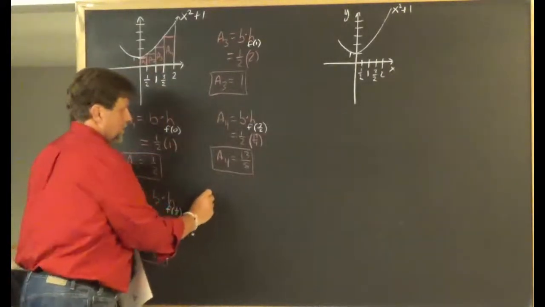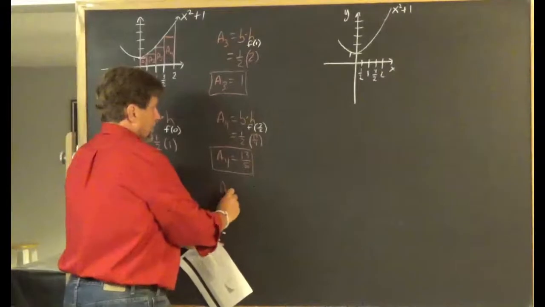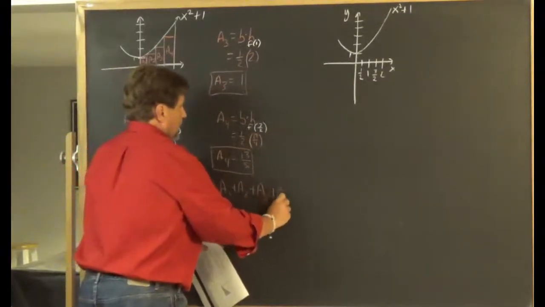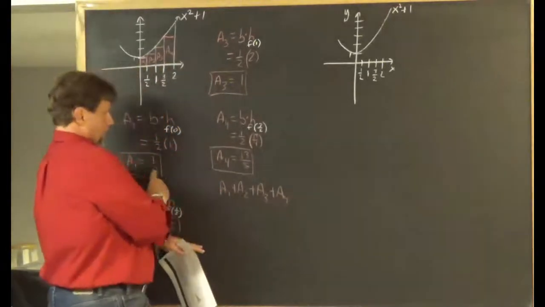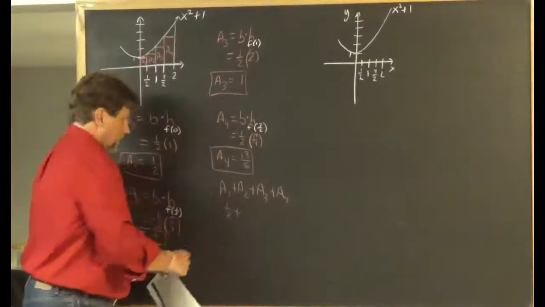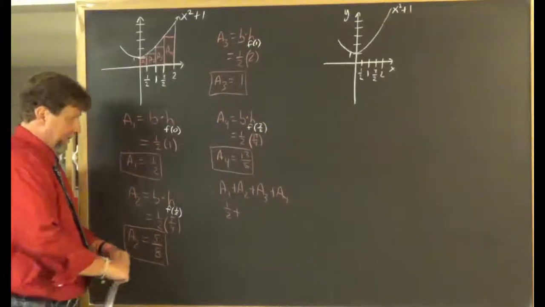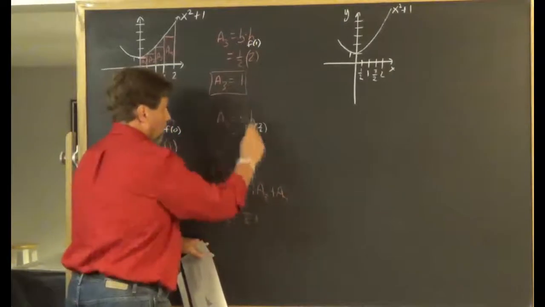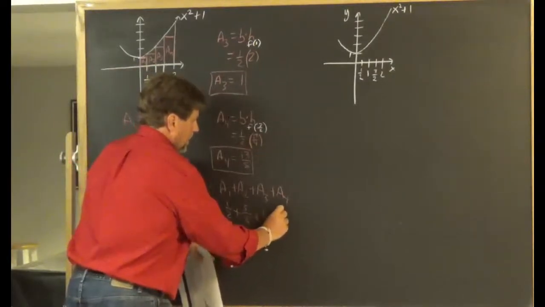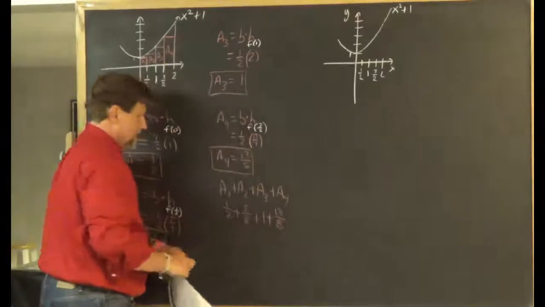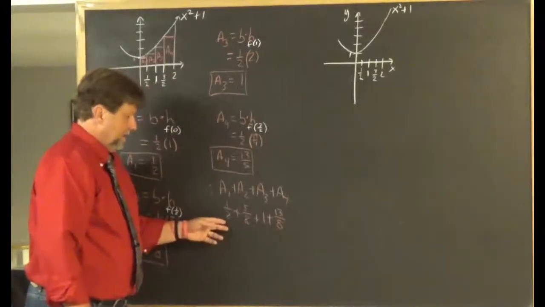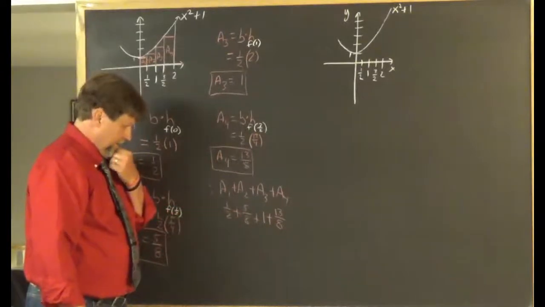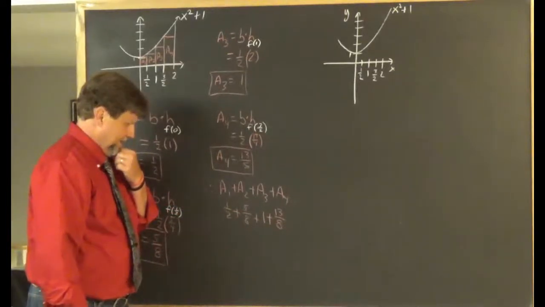So we add those 4 areas together. And what do we get? 1/2 plus 5/8 plus 1 plus 13/8. Okay, well, let's see if I can do this. 9, 8, 17. I get like 38. Is that right?